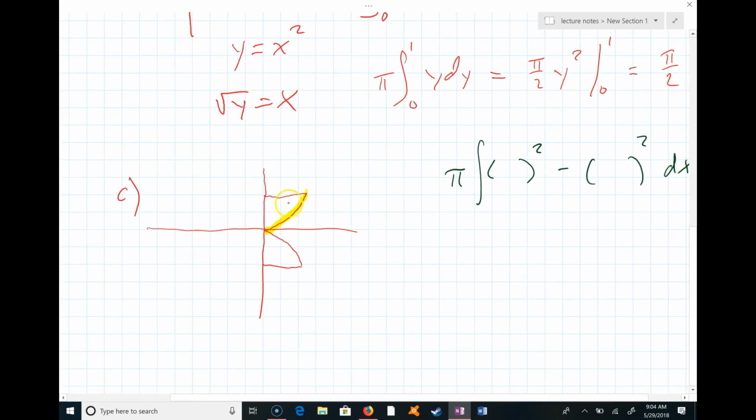Because if we try to draw a little washer here, you can see that the thickness is running parallel to the x-axis. Can you kind of see that? Does that help or hinder? So in terms of x, we're going to integrate from 0 to 1.